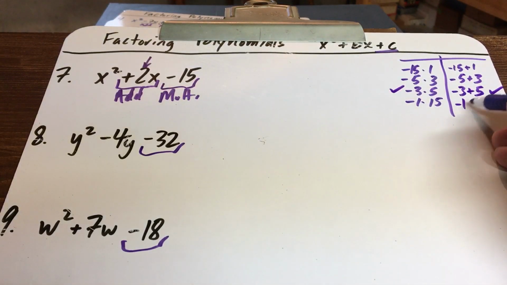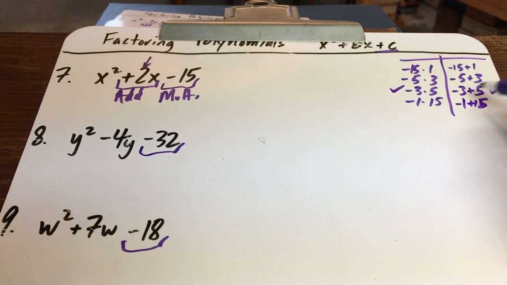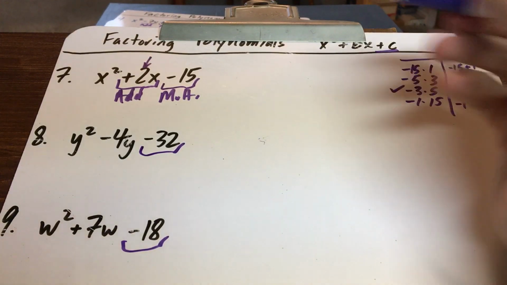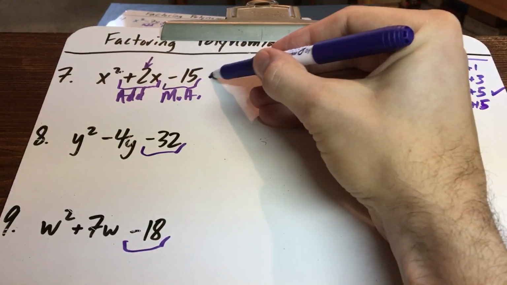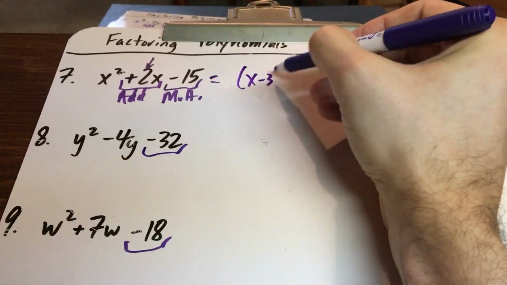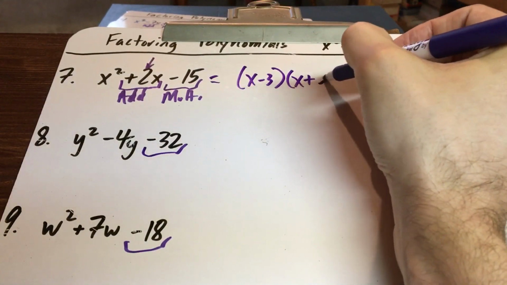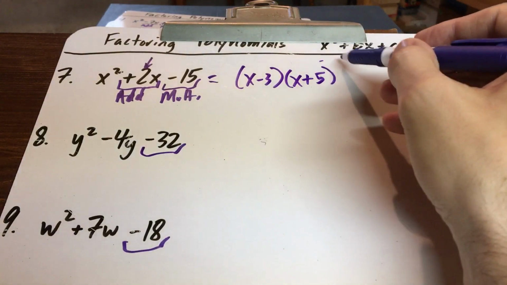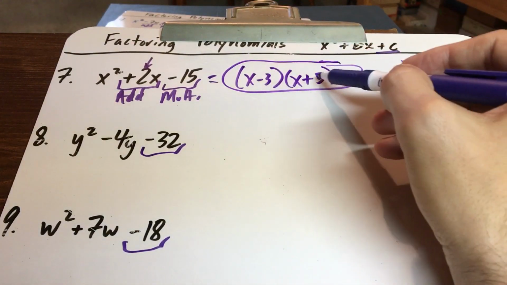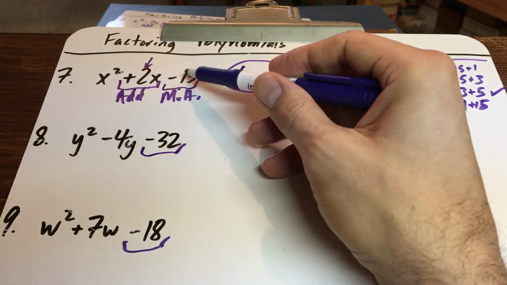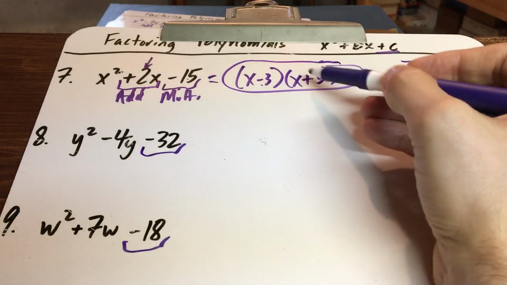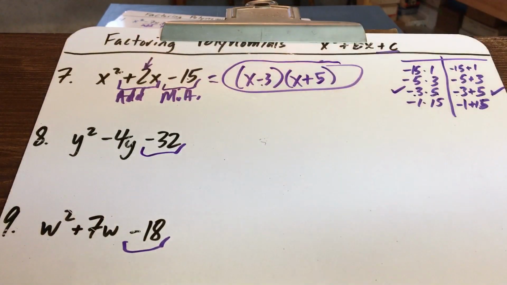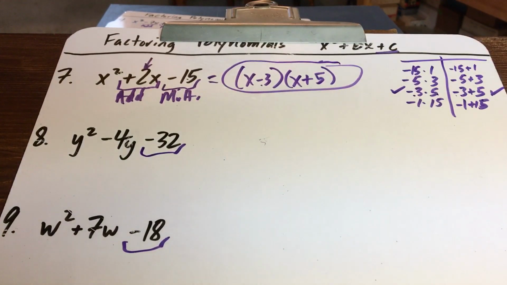This one, I didn't really need to do it since I already found my answer, but that would equal positive 14. So it's negative 3 and positive 5. That would equal positive 2. And so what I want here is negative 3, positive 5, right? Negative 3, positive 5 from here and here. Negative 3 times positive 5 multiplies to equal negative 15. Negative 3 plus positive 5 equals positive 2. So there you go. Our next example, similar situation.